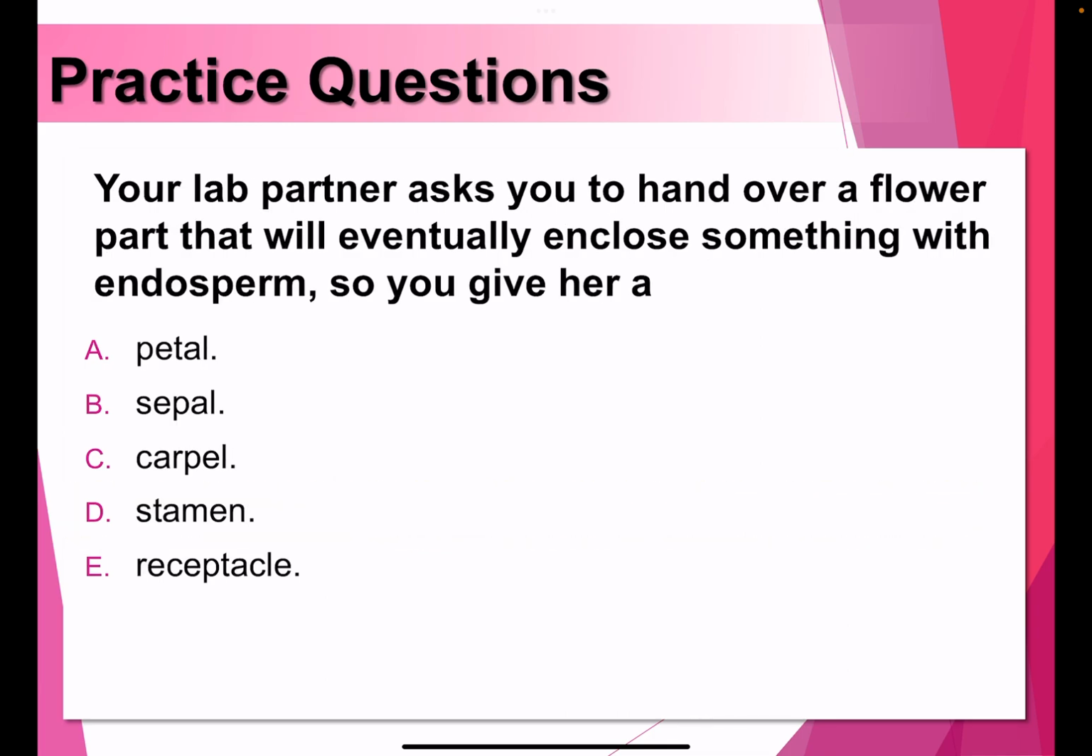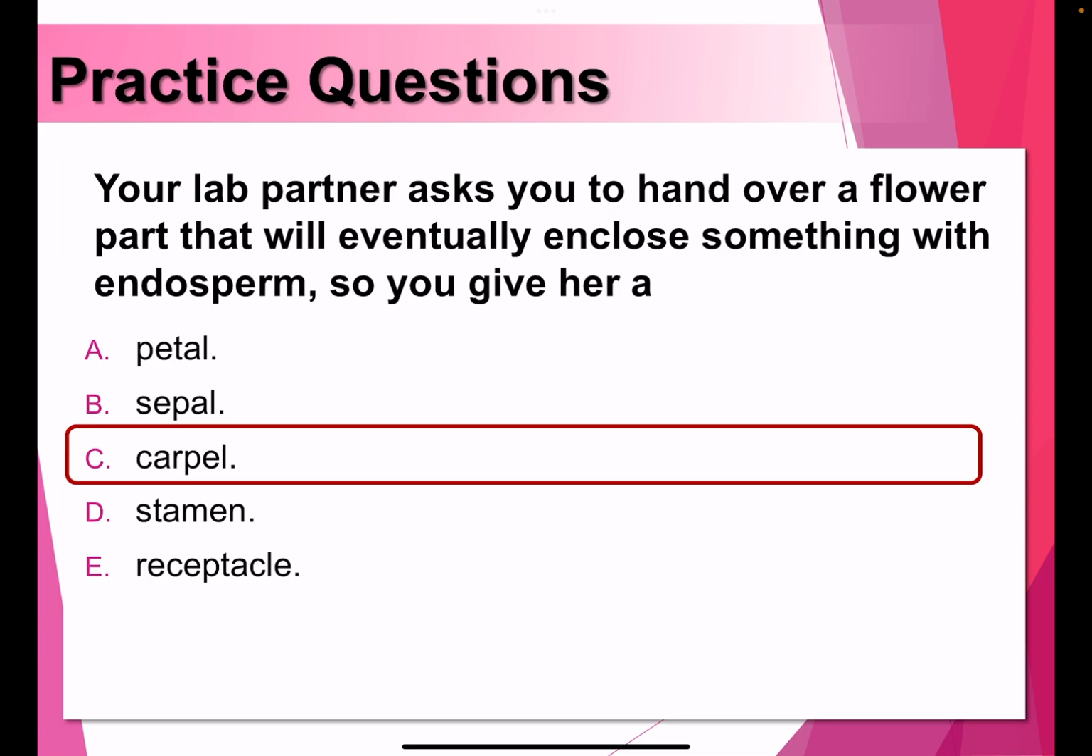Your lab partner asked you to hand over a flower part that will eventually enclose something with endosperm. So you gave her a what? Carpel. So that is what encloses the endosperm.